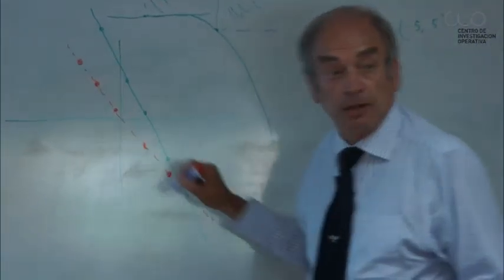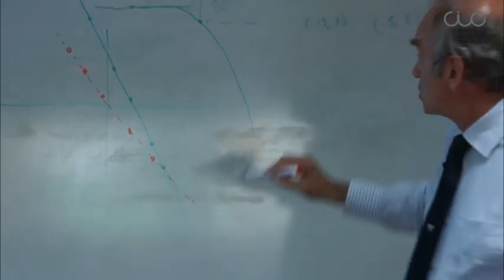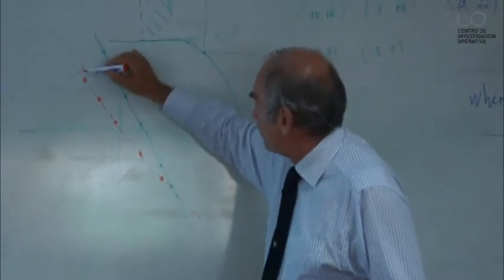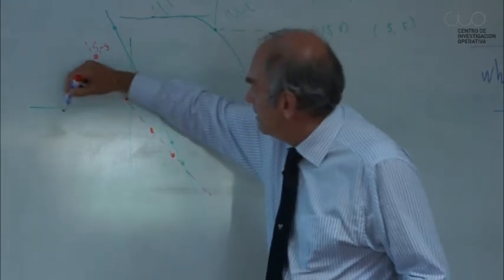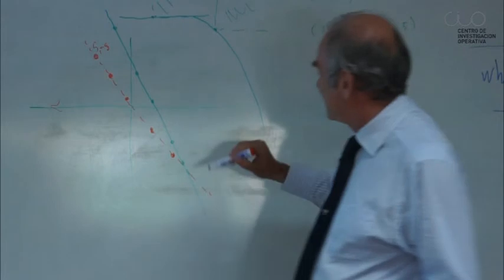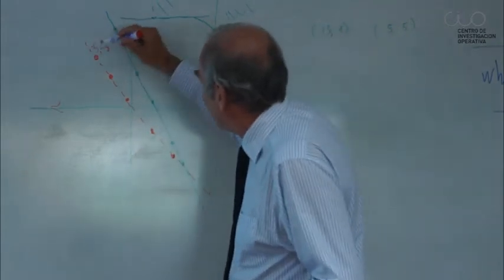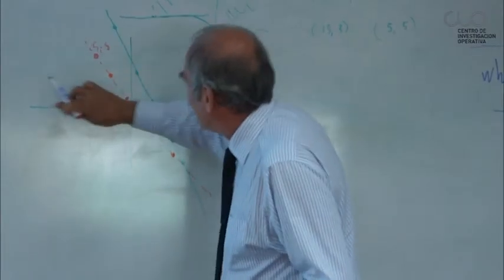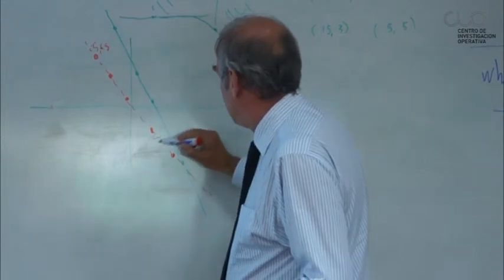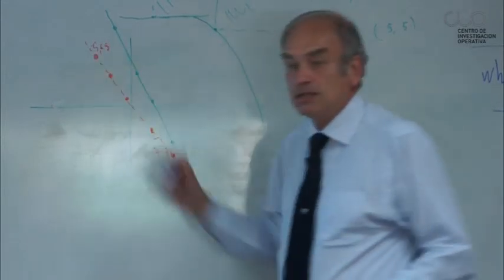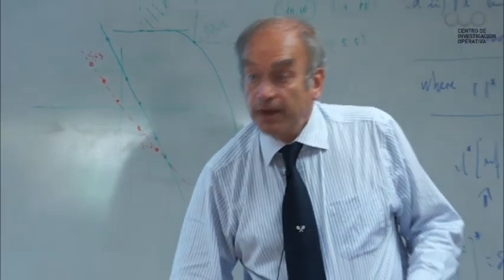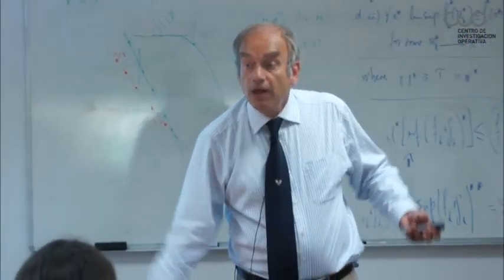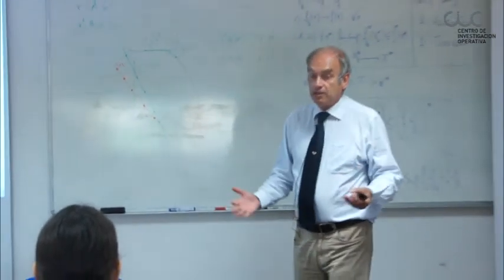But this is a zero-sum game. This is a zero-sum game because my payment is 5, your payment is minus 5. Sorry, so minus 5, 5. And so on. This is 3, minus 3. So this is a zero-sum game. But in a zero-sum game, all Nash equilibria are strong Nash equilibria. Of course, because everything is Pareto there.